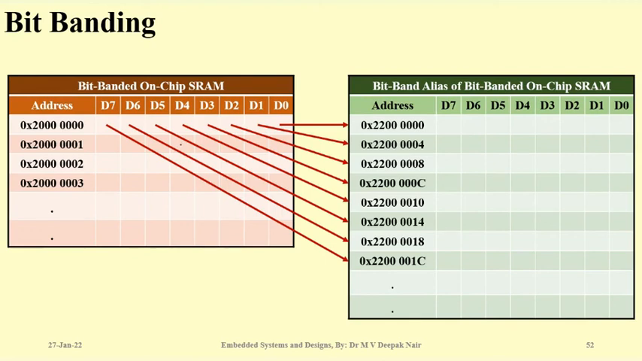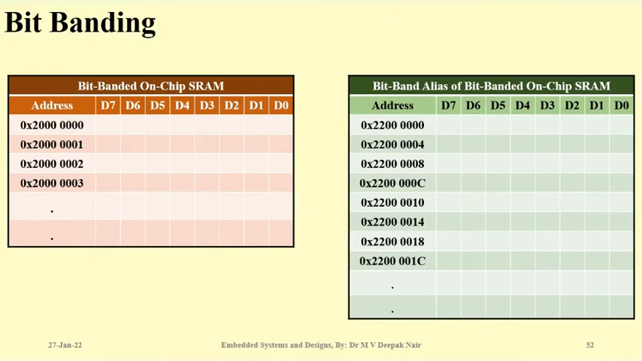But right now, because this is a new concept, just try to understand this thing. You don't have to write the whole 2000 to make a change in D0. You can come to this region, write something, and that will be reflected only in D0. This is what I want to tell you right now. Okay. Anyone having difficulty understanding bit banding?